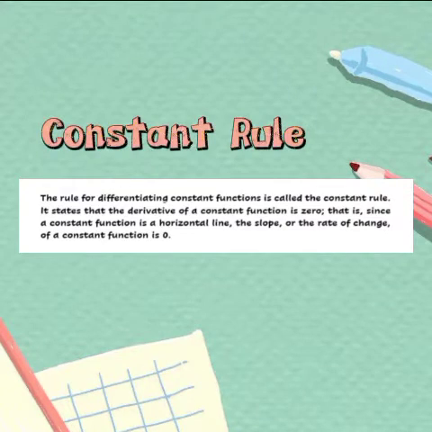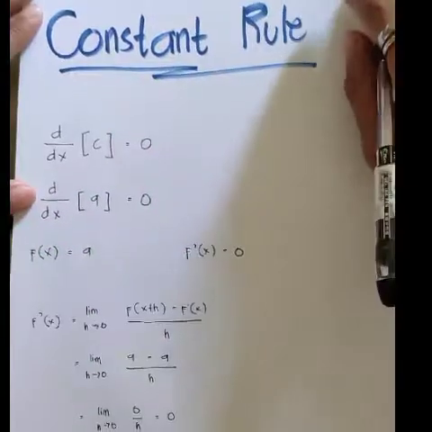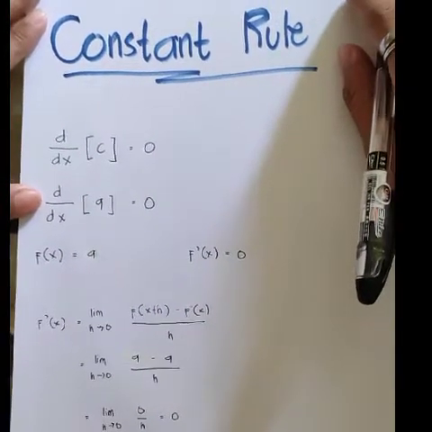First, let us talk about the constant rule. The rule for differentiating constant functions is called the constant rule. It states that the derivative of a constant function is 0. That is, since a constant function is a horizontal line, the slope or the rate of change of a constant function is 0. So, an example for our constant rule.